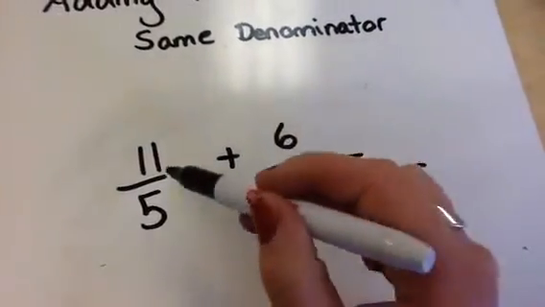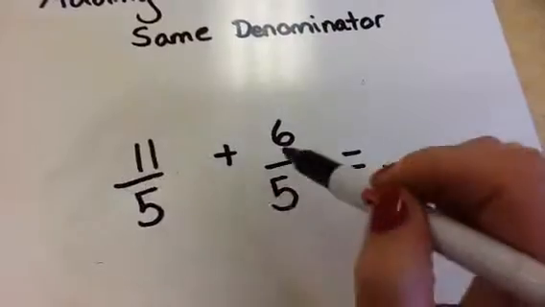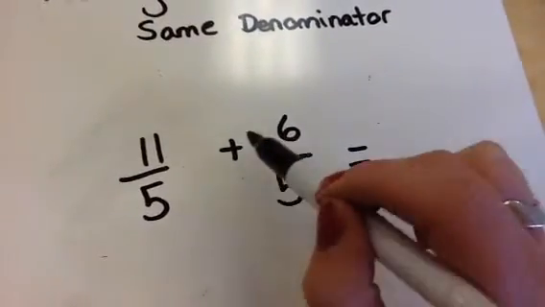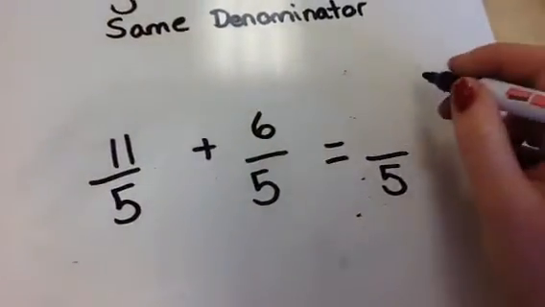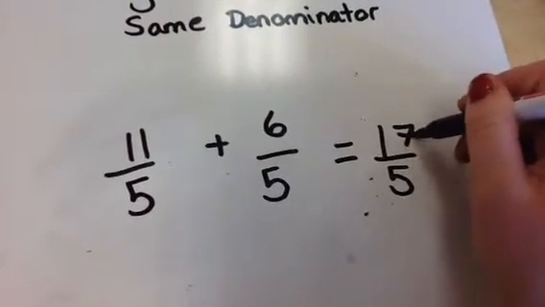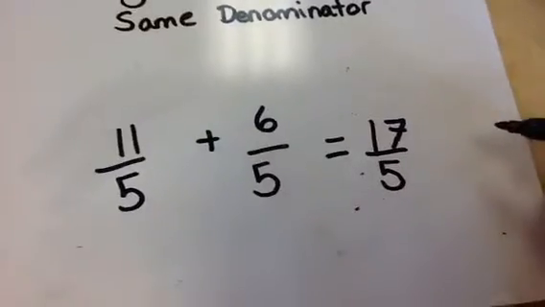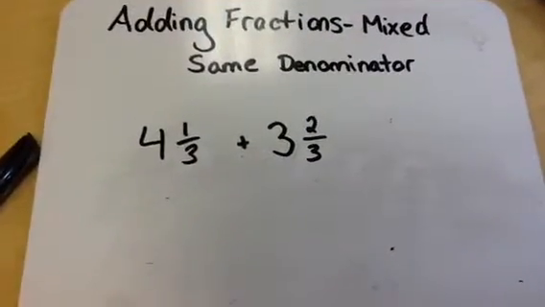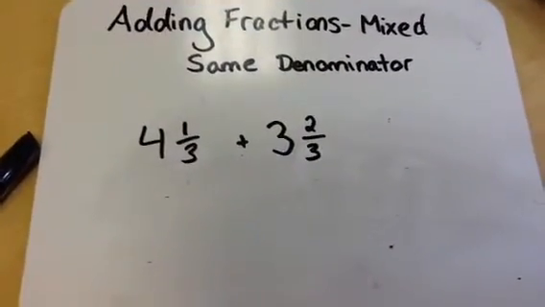All you need to look at is your two numerator values. So we have 11. We're going to add 11 and 6 together, and our answer is going to be 17/5.